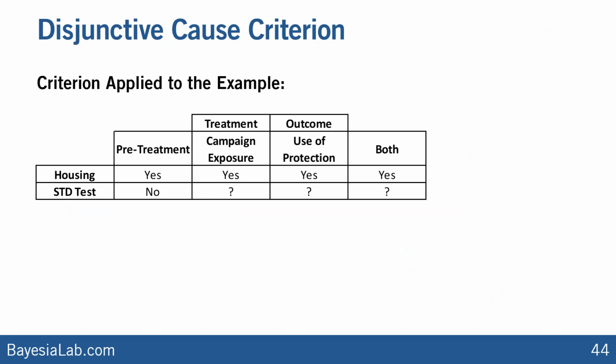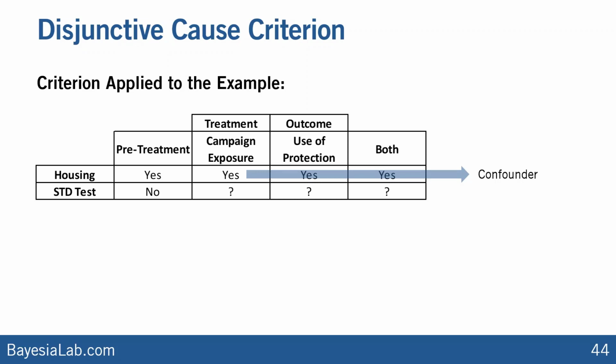So let's apply the criterion to the example and to the variables that we need to classify. So here the question is housing, first of all, a pre-treatment variable? Yes, I would say yes, it is a pre-treatment variable. The next question is it a cause of the campaign exposure? And we already said yes earlier. And in that case, I actually don't even need to keep asking, because with that, if I say yes the first time, it immediately becomes a confounder.